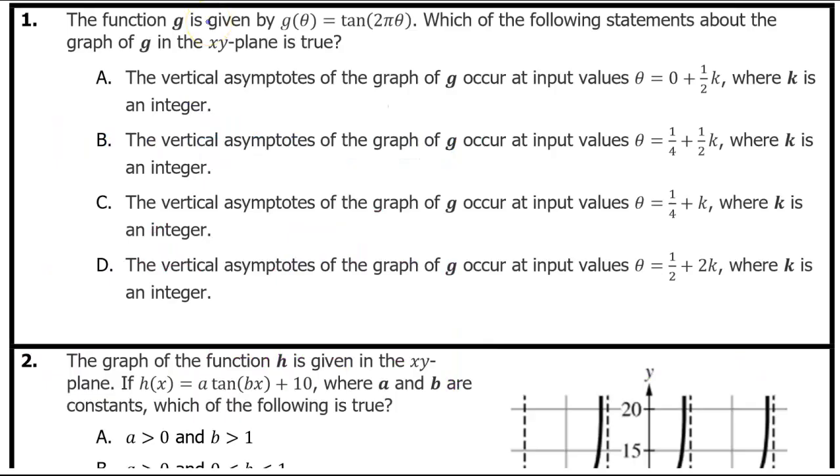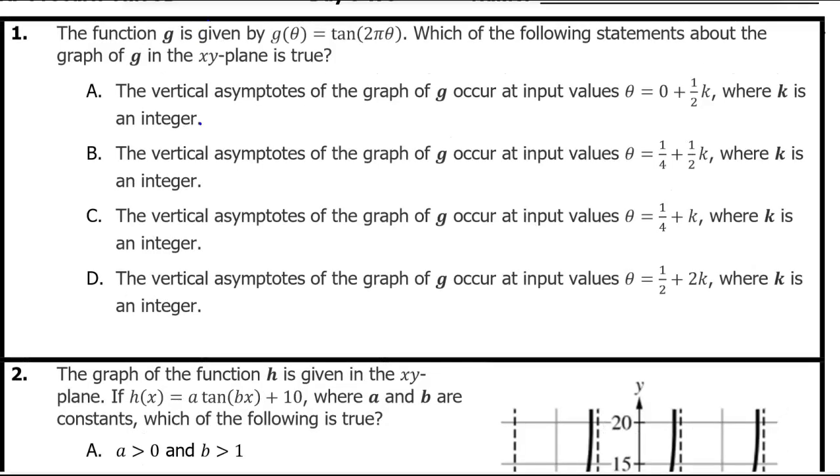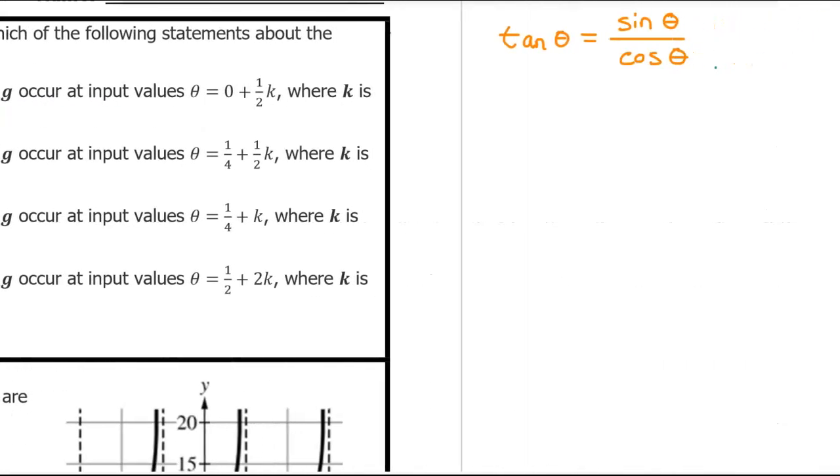Number 1. The function g is given by g of theta equals the tangent of 2 pi theta. Which of the following statements about the graph of g in the xy plane is true? We notice that all of the answer choices are about vertical asymptotes. And we also know that tangent is equal to sine over cosine.